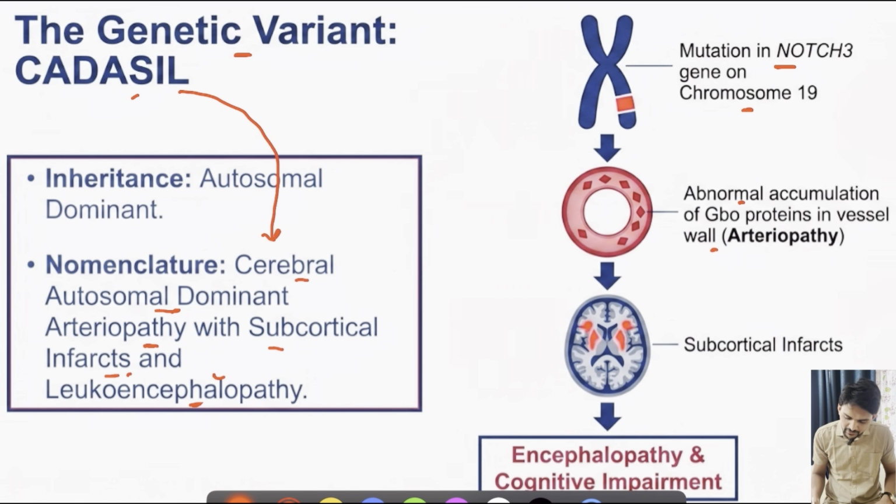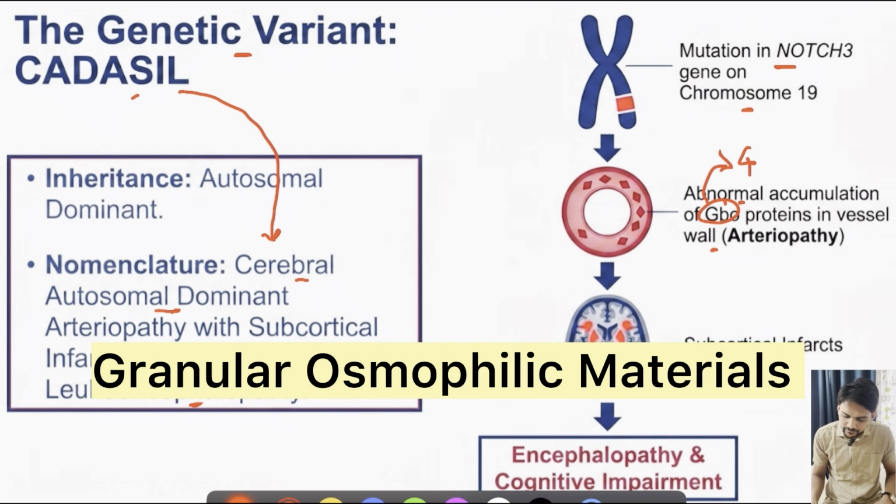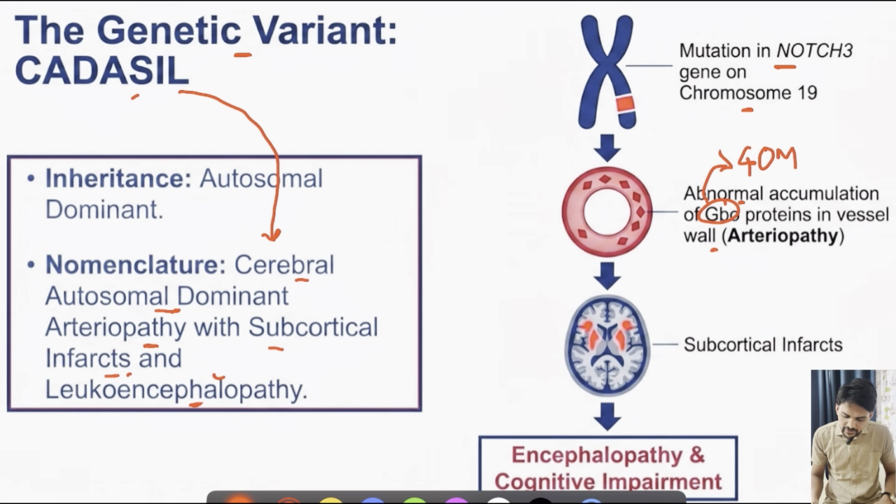So what are these proteins? Actually it is GOM, that is granular osmiophilic material. These proteins will be accumulated in the vessel wall. That's why it is named arteriopathy. So this will affect the vascular hemodynamics, leading to subcortical infarcts. That's why the name subcortical infarcts. And finally, it will result in encephalopathy and cognitive impairment. That's why the last letter, L, stands for leukoencephalopathy.